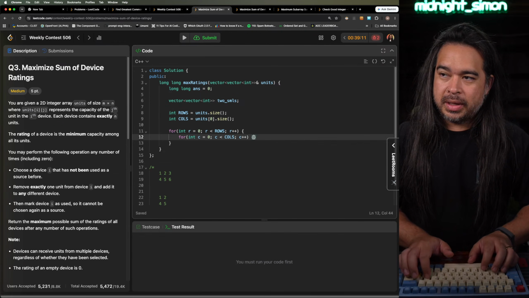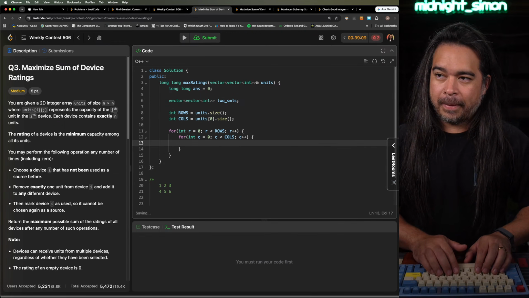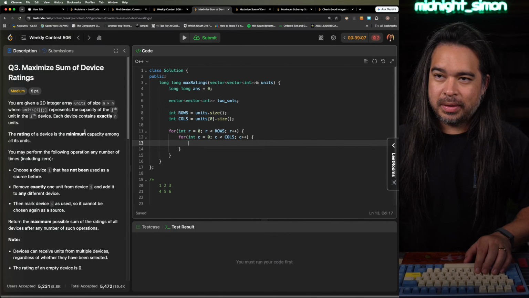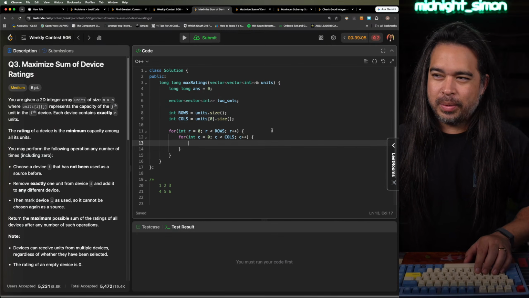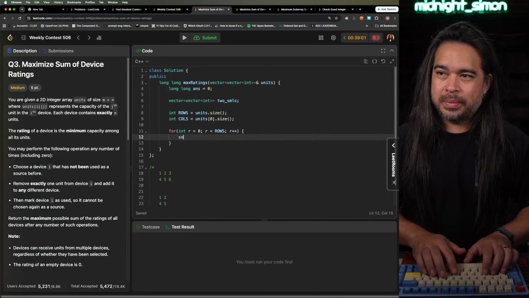Who knows, man? Who knows what I'm doing? So I'm trying to, yeah, what am I doing? I'm actually just trying to sort each row.